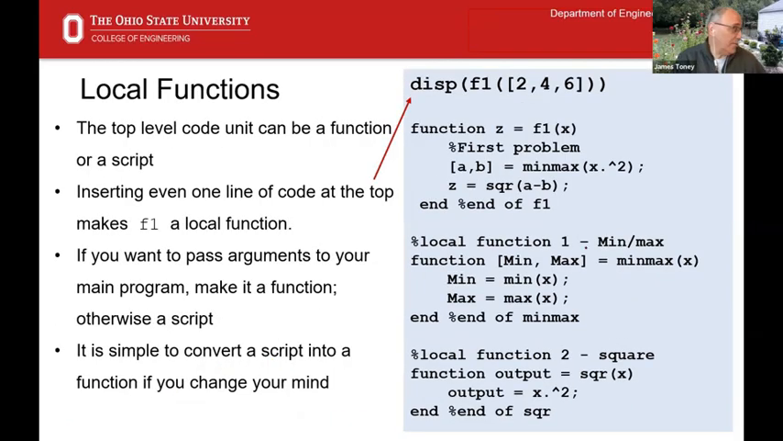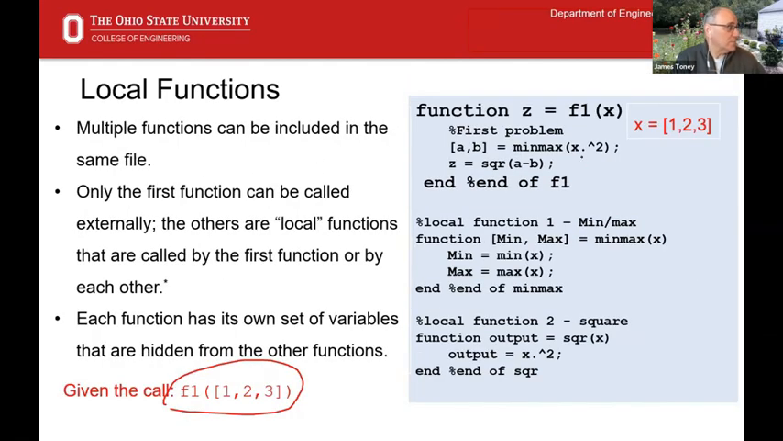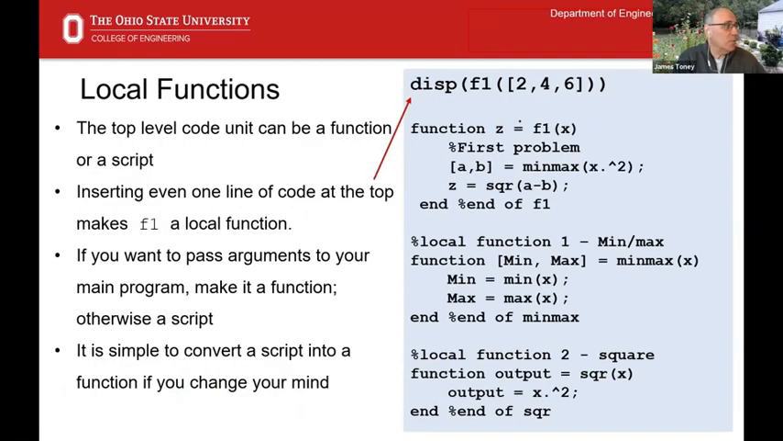Now, one key thing here. So I said before that only the top function can be called externally. Everything else is just a local function. Well, that also applies if you put a script at the top of your file. So here's another way you could organize your program. Now, your main program could be up here as a script.